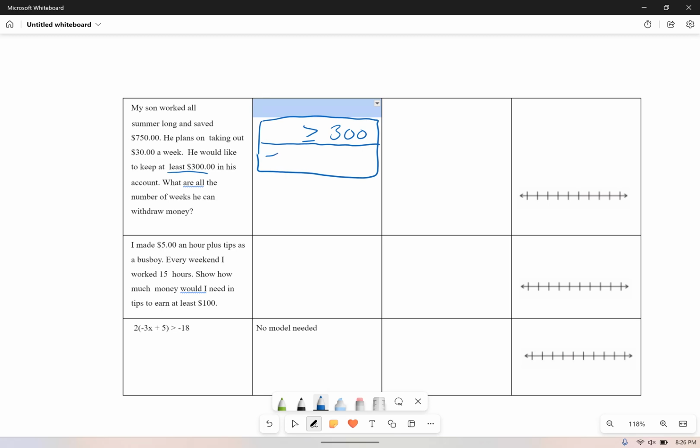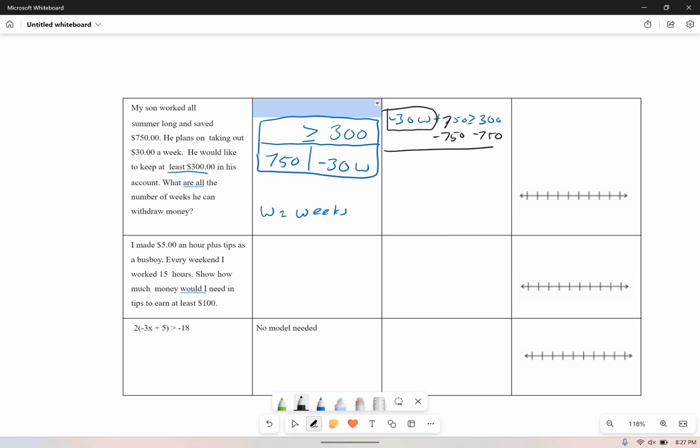But at the beginning of the summer, he had $750, and then each week he took out 30. So W equals the number of weeks. Now, we don't know how many weeks he's doing this, but we do know that each week he's going to be losing $30. So it ends up being negative 30W plus 750 is greater than or equal to 300. Once again, here's my variable term, so I'm going to get rid of the 750 first, and that's a 7, not a 2.